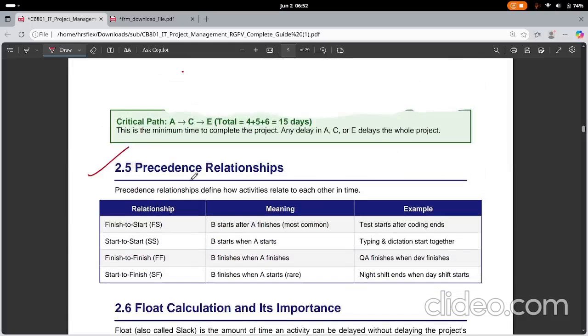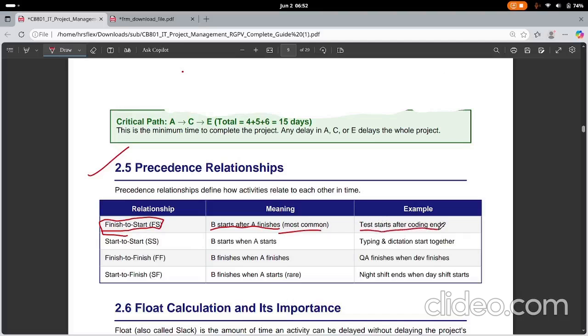Now we are going to discuss the precedence relationship. What is this relationship? This is basically a set of words required to represent a relationship, like finish to start. So B starts after A finishes, which is used in most common cases.